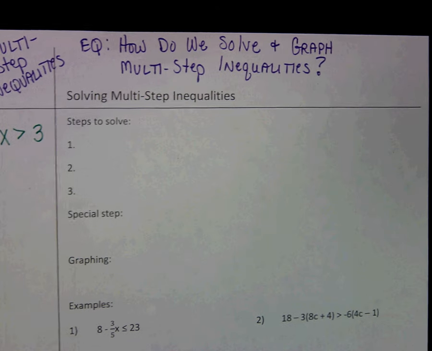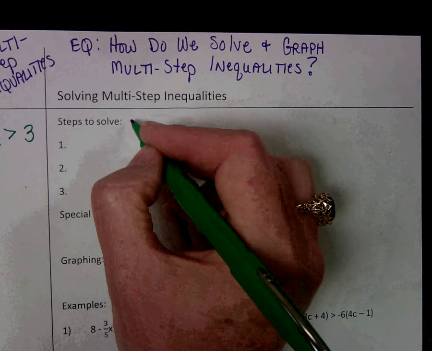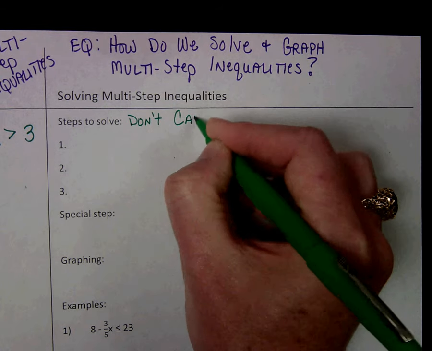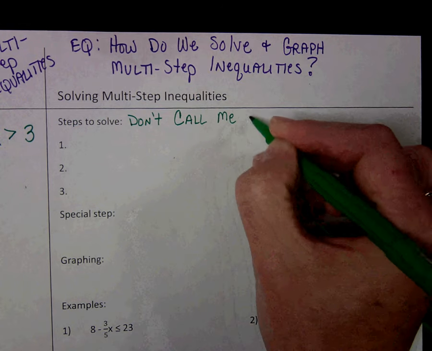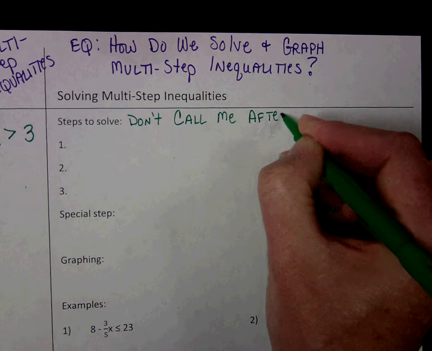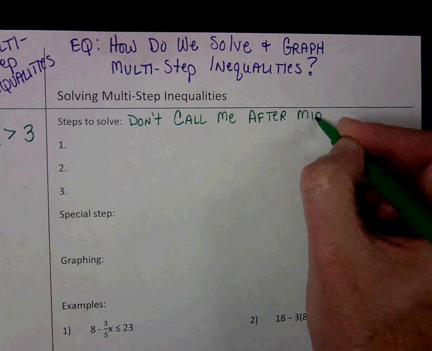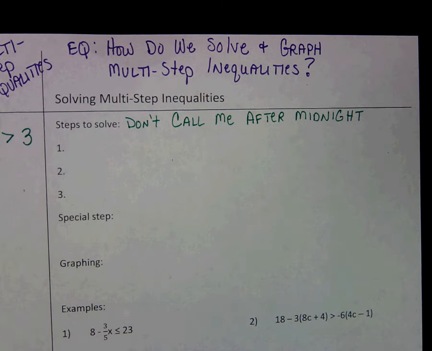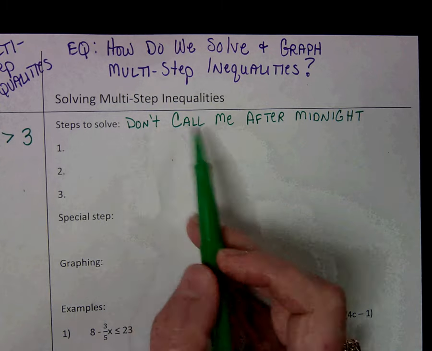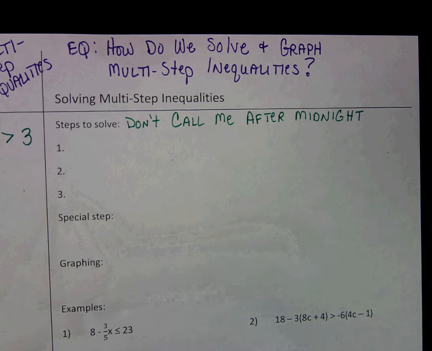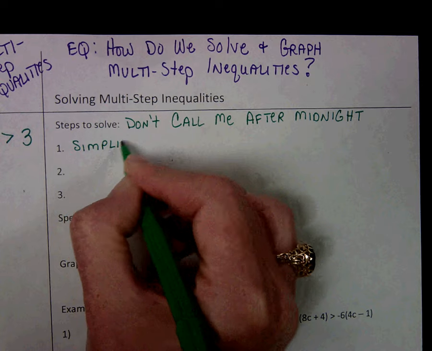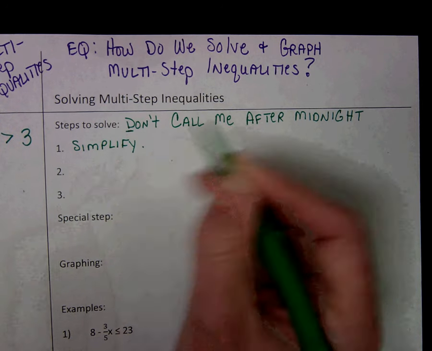Now, our steps to solve. Remember that we learned the little saying, "Don't call me after midnight," when we solved multi-step equations. Basically our steps are the same exact thing here. That's 5 steps. I only have 3 listed, but we'll go through that. Remember, the first step is to simplify, and that involves our "don't" and our "call."